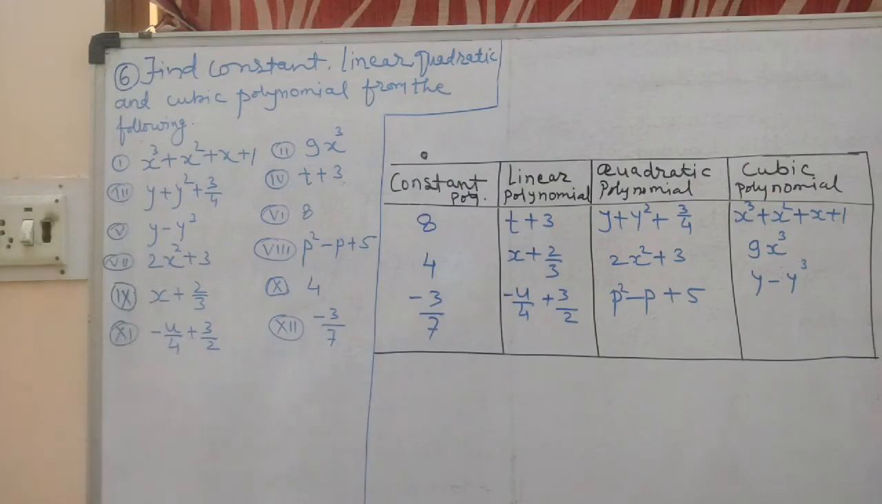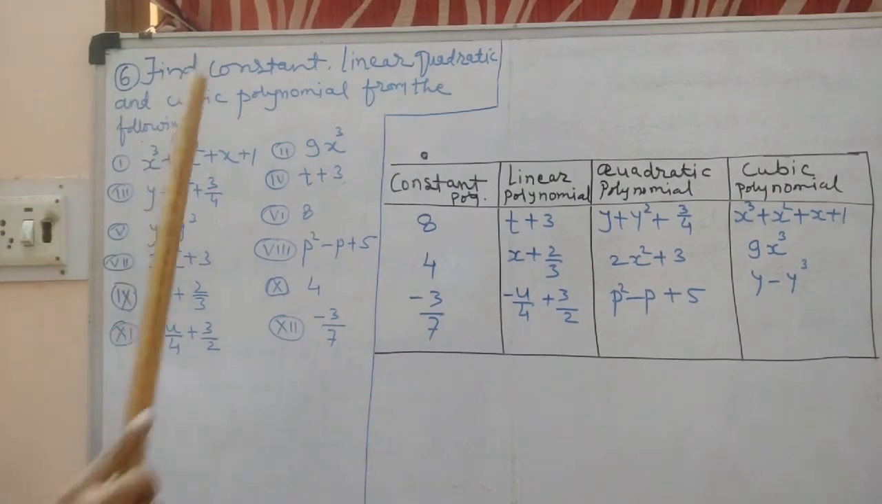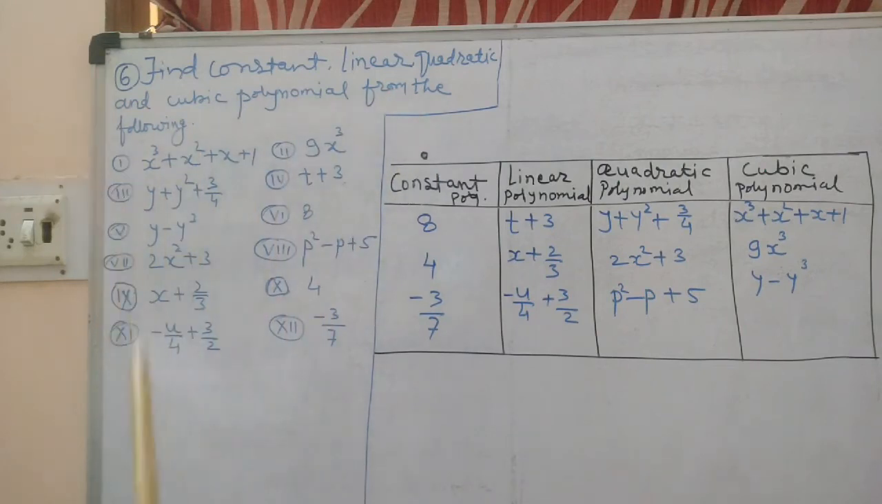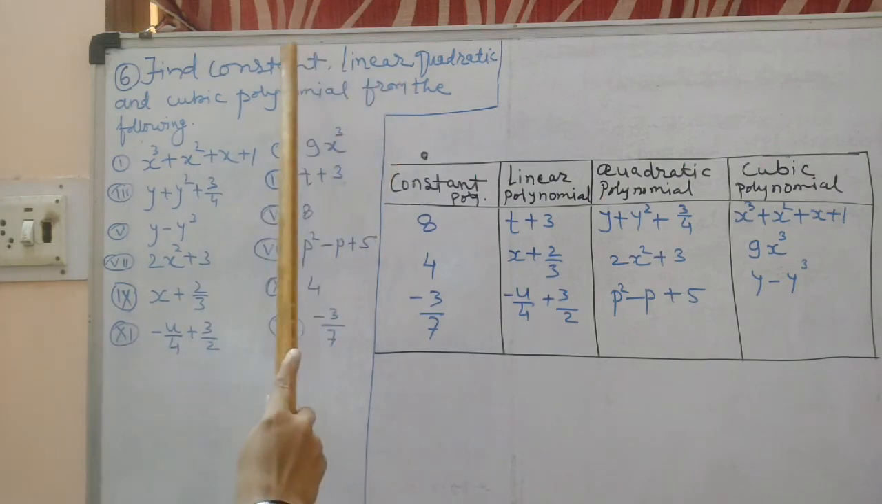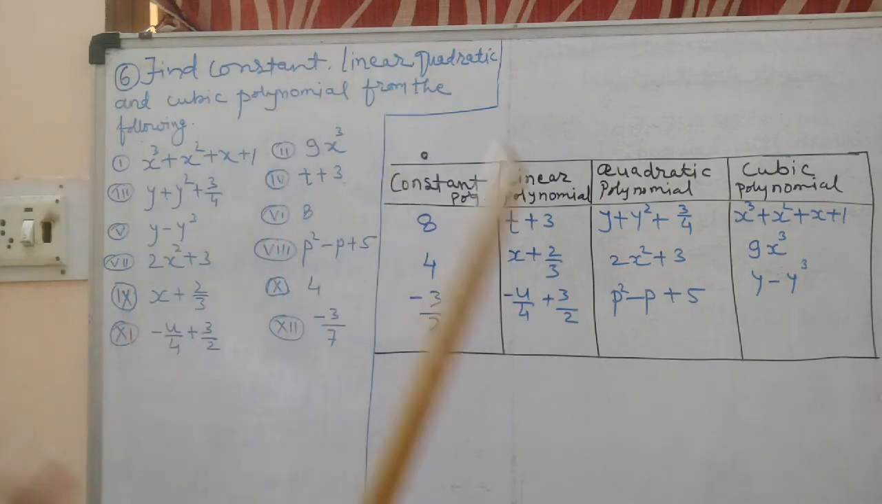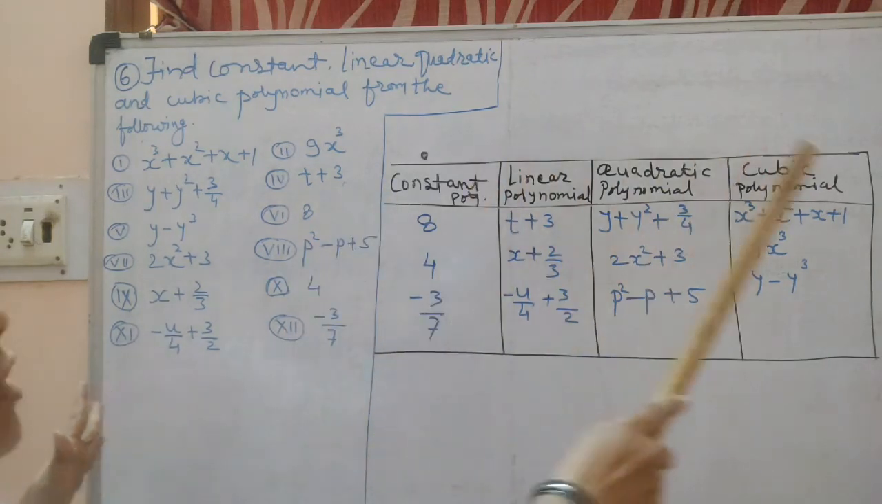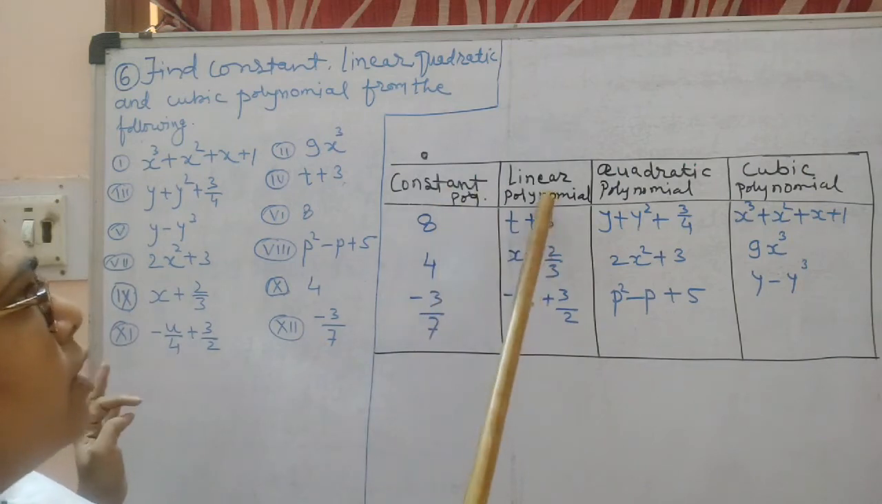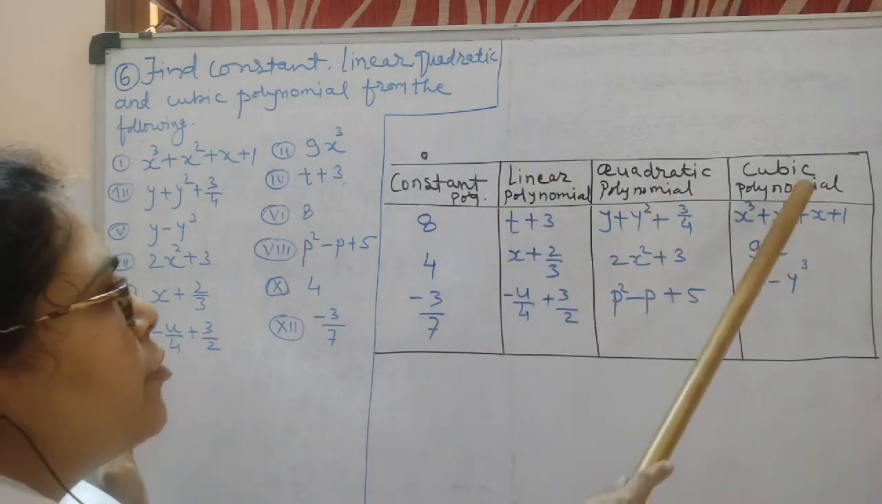See question number 6. Question number 6 is: find constant, linear, quadratic and cubic polynomials from the following. Okay, so we have to find out, in the given expressions, which is a constant polynomial, which is a linear polynomial, which is quadratic and which is a cubic polynomial. Okay, now for solving this question we have to make a table with 4 columns of constant polynomial, linear polynomial, quadratic polynomial and cubic polynomial.